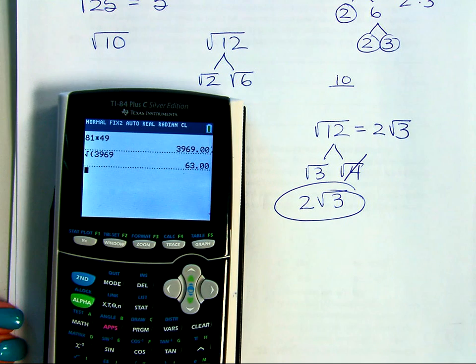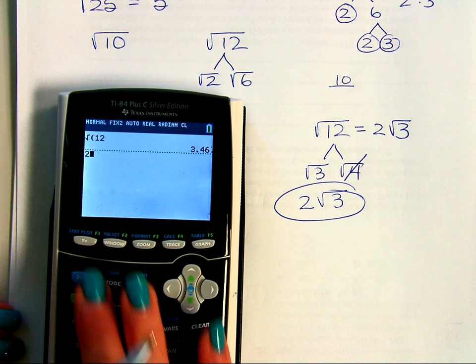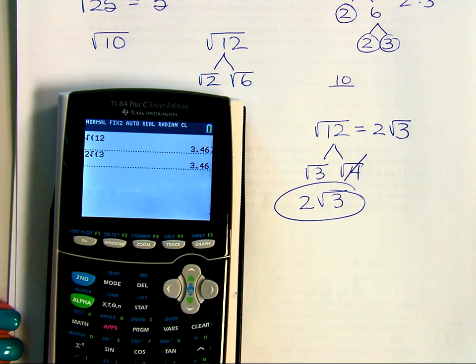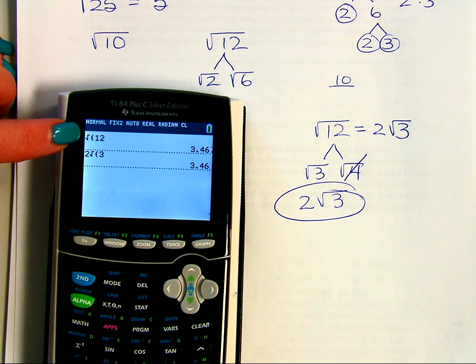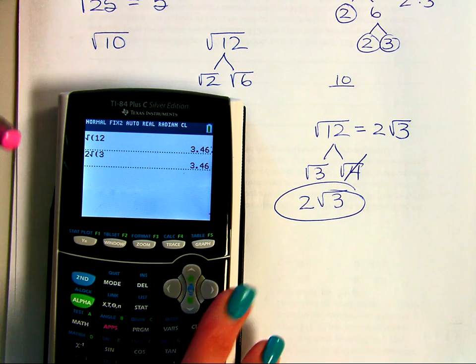Let me just show you that the square root of 12 is 3.46. And 2 times the square root of 3 is also 3.46. Because that's another way of writing the square root of 12. You're going to be given it this way. I want you to turn it into this way.